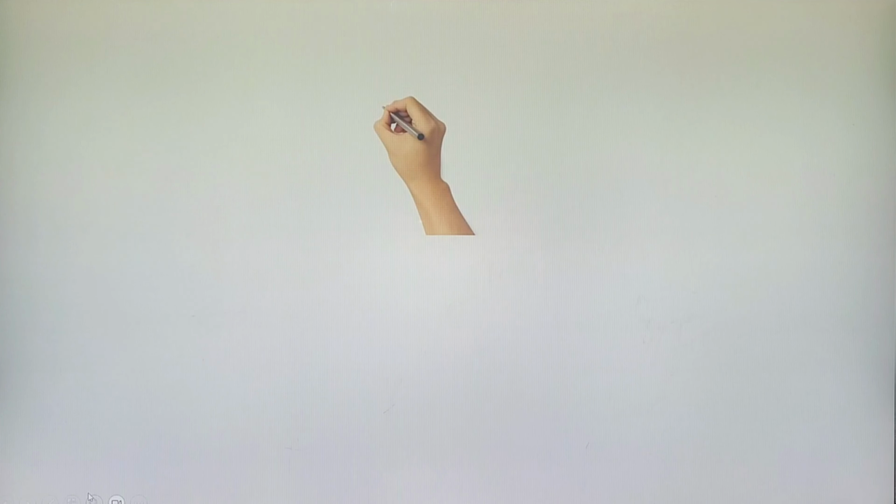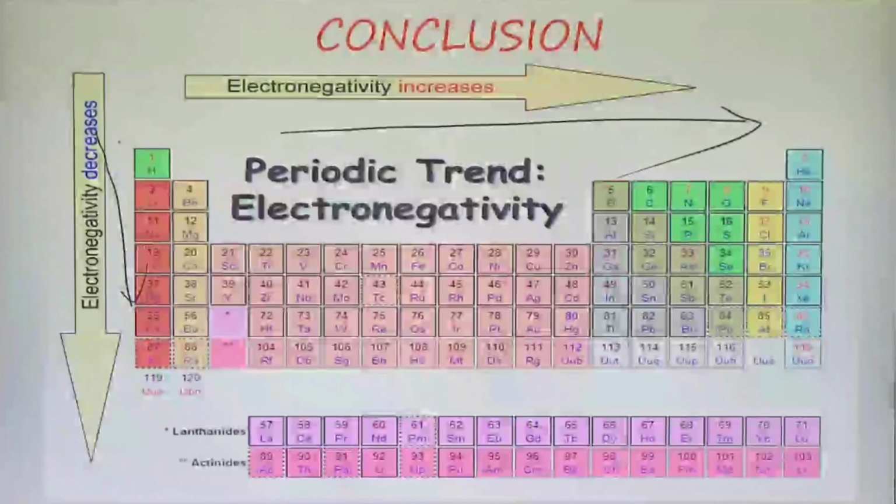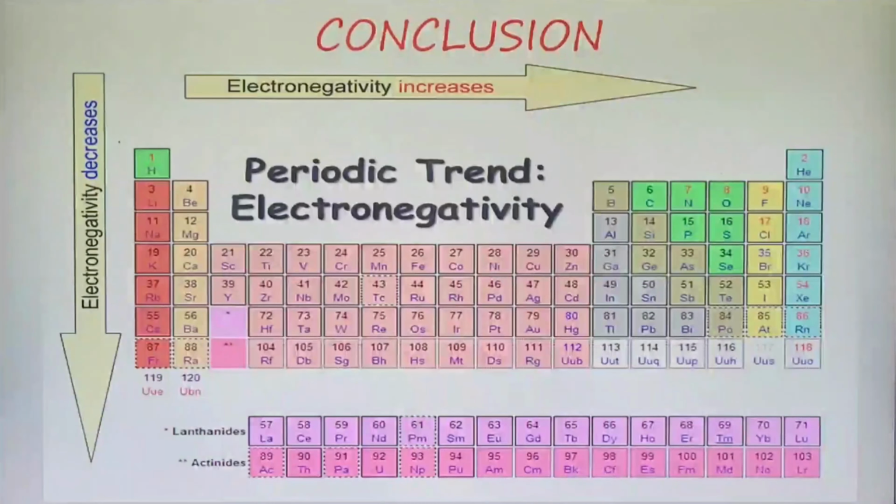Clear? So now this is the trend that you should remember. Electronegativity, just like ionization potential, just like electron affinity, follows the same trend. Left to right, it increases. Top to bottom, it decreases. Clear? So in the exam, if they ask you which is the most electronegative element, it should be somewhere here. Noble gases are not at all electronegative. So the most electronegative element will be fluorine. And the least electronegative will be some metal, of course.